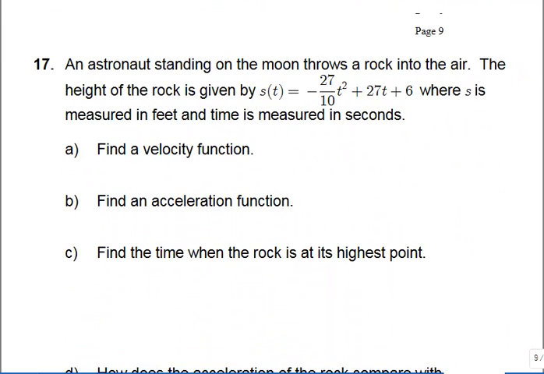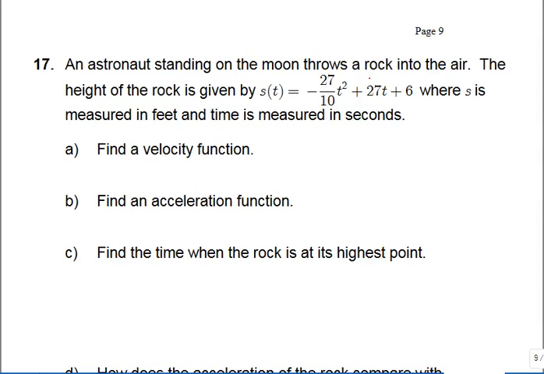Okay, we're going to finish up with a couple of applications related to these higher order derivatives. So suppose that we have an astronaut standing on the moon who throws a rock into the air. The height of the rock is given by S of t equals negative 27 tenths t squared plus 27t plus 6. S is measured in feet, so that's a height or a position, and time is measured in seconds. So this function they're giving us is our position function right here.